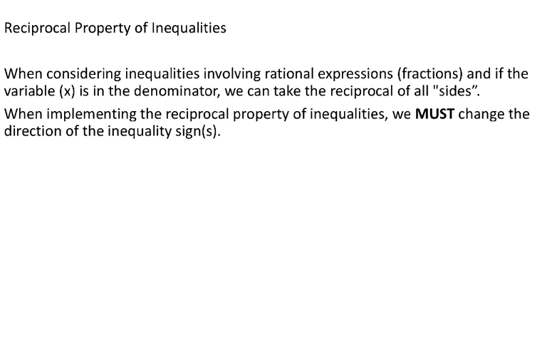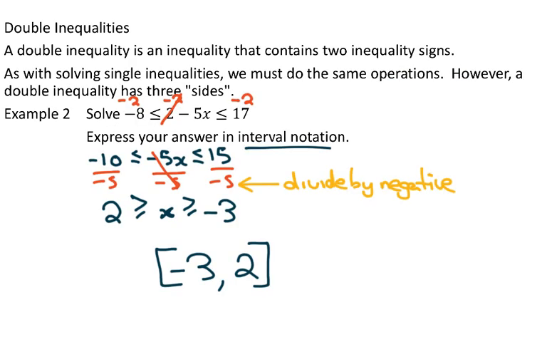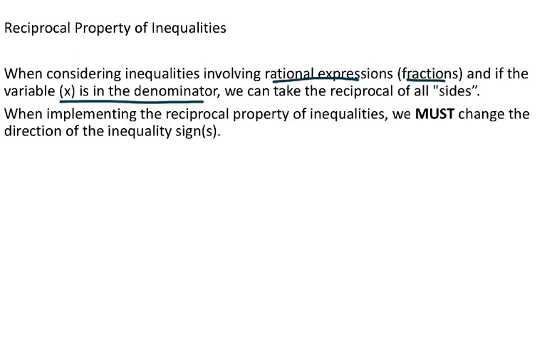One other thing that could happen is we could have an inequality with rational expressions, basically fractions, specifically where the x is in the denominator. As I said before on this example, we need to make sure that we isolate the x in the middle. So to keep it in the middle, the way we accomplish that is by taking the reciprocal of all three sides. Taking the reciprocal functions the same way as dividing by a negative, so we have to change the direction of the inequalities if we take the reciprocal.